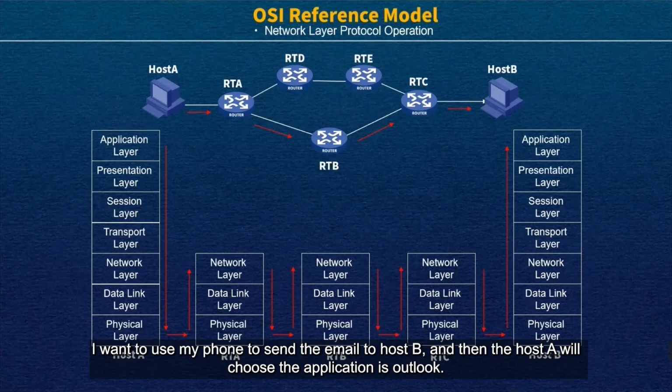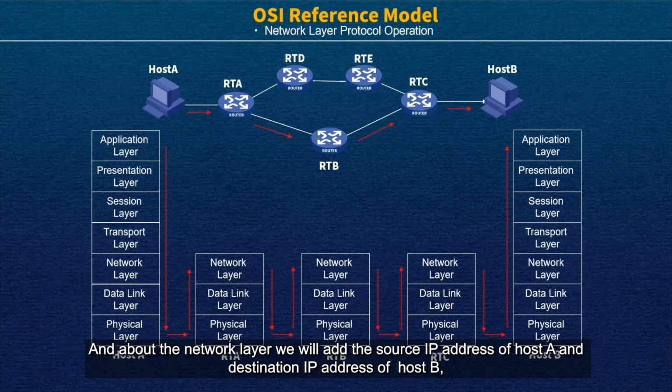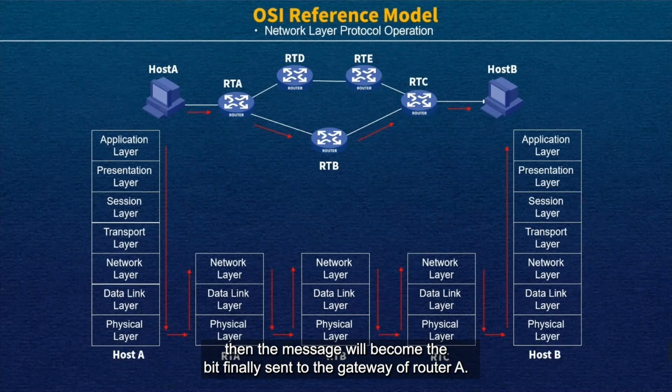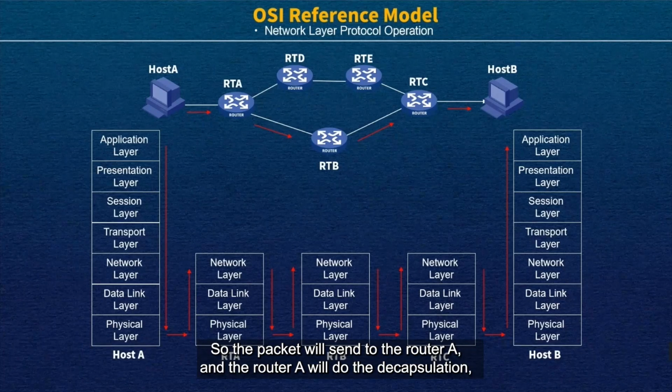Now I want to use my phone and send this message as an email to host B. Then host A will choose the application, Outlook. And the computer will do the encapsulation from the application layer to the physical layer. About the network layer, we will add the source IP address of host A and the destination IP address of host B. Then the message will become bits and finally be sent to the gateway, router A. Gateway means if host A wants to send a message to a different segment, the gateway will help you. So the packet will be sent to router A.